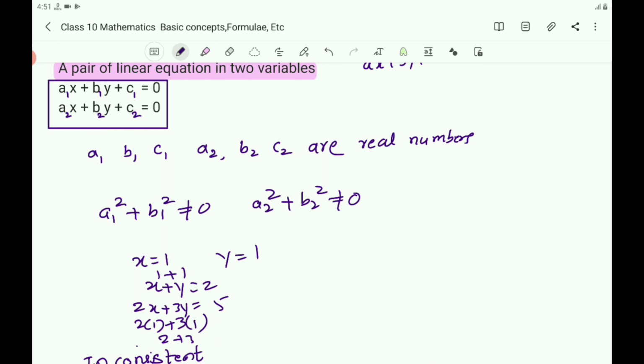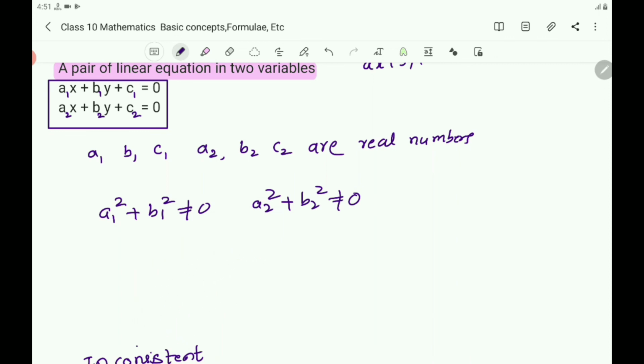If you take any other values, that is not possible for these two equations. It may be a solution, or it may not be a solution. And you know that a linear equation has many solutions. A pair of linear equations may have a solution, may not have a solution, and sometimes has an infinite number of solutions.